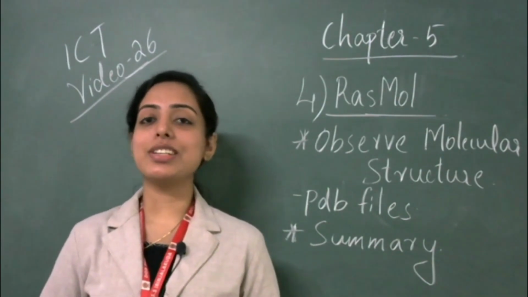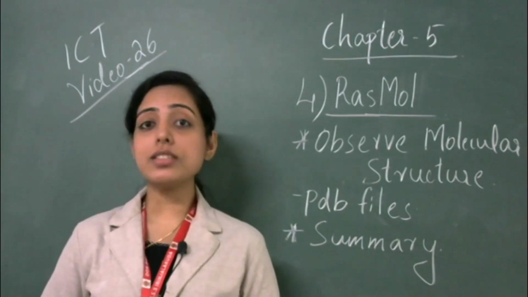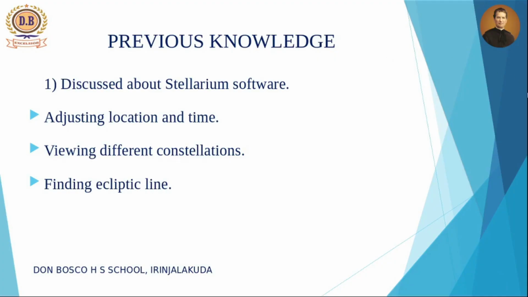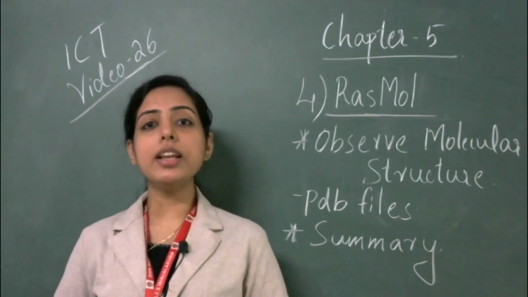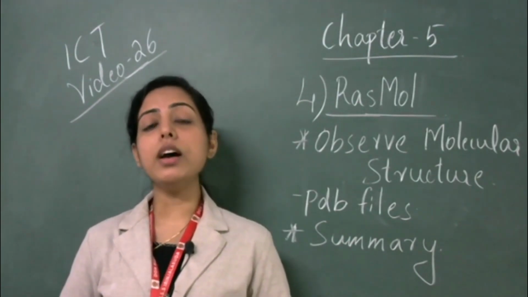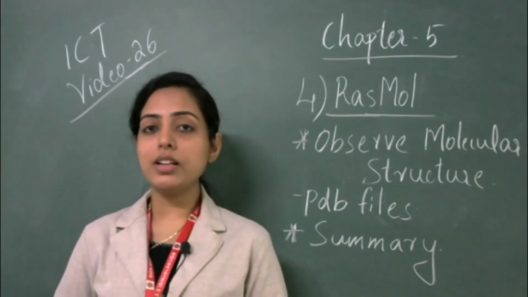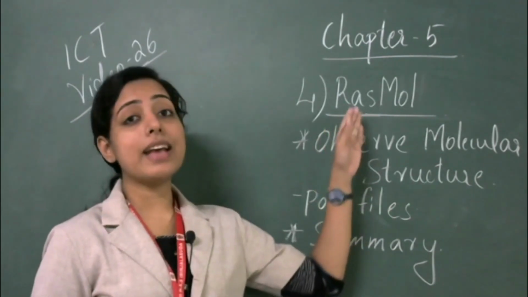This is our video session 26. In the previous class you learned about Stellarium software, which is the third software in chapter 5, and there you studied different tools to view stellar objects, how to observe and search for constellations, and how to observe the ecliptic line in Stellarium software. These are the topics we discussed in our previous class, and in today's class we are moving to the last and final software in chapter 5, which is called RASMOL.